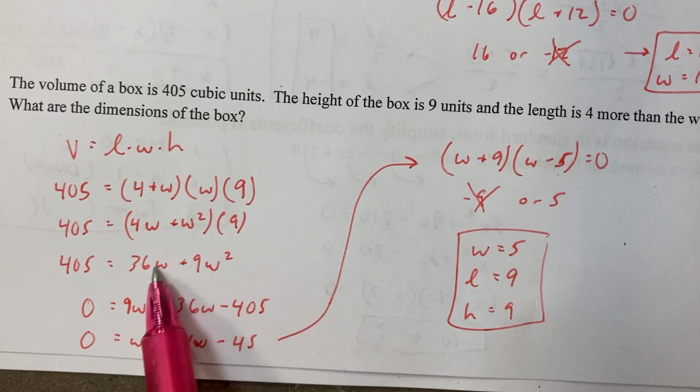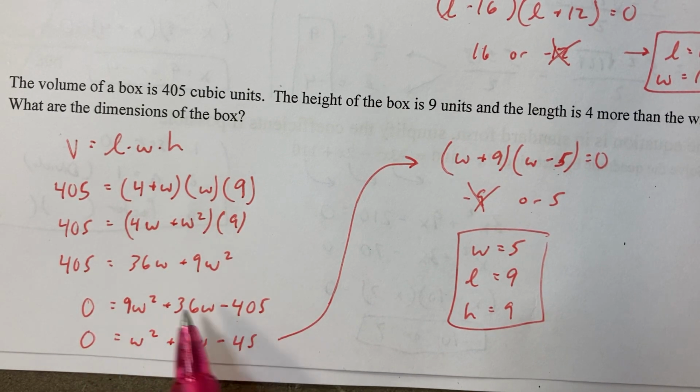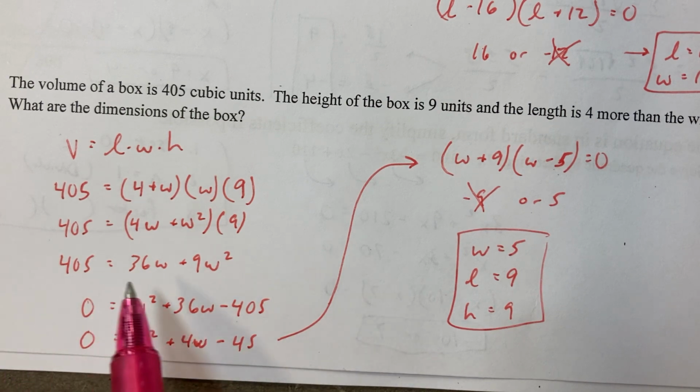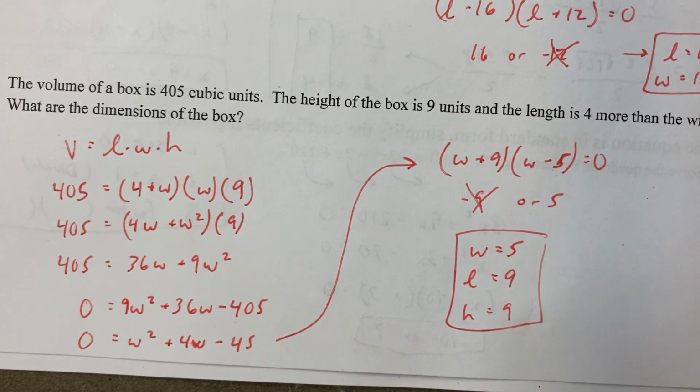Distribute the 9 now, and you get to here. Now you've got standard form. Take away the 9, divide everything by 9, and now we can factor and find our answer.